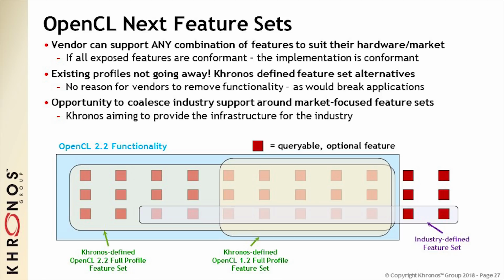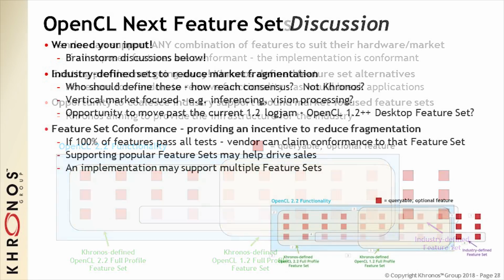An industry-defined feature set, for example, vision processing or inferencing, might well be interesting to a sufficient number of OpenCL vendors that we find the industry can coalesce around that feature set definition. They can get to decide what's appropriate for their markets and their devices, but encouraging people to come together to agree that everyone should support at least the baseline will help the developers and not throw everyone into fragmentation.